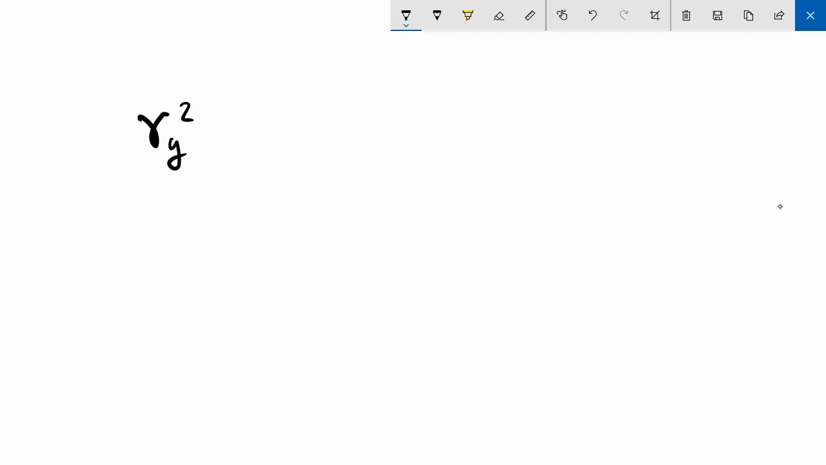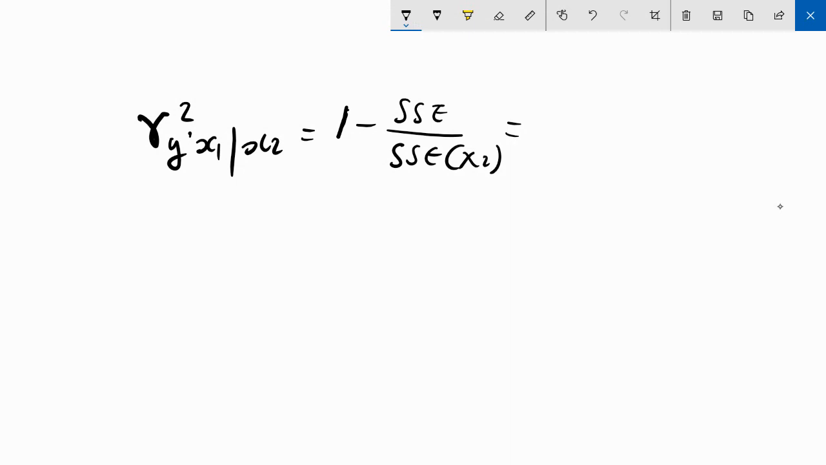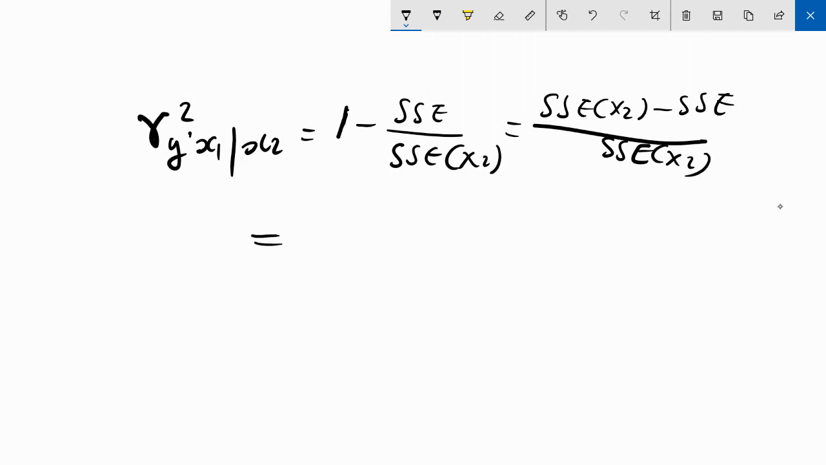R squared of y x1 given x2. This is the same as 1 minus SSE over SSE of x2, but we know this is the same as SSE of x2 minus SSE divided by SSE of x2. That one is the same as what?